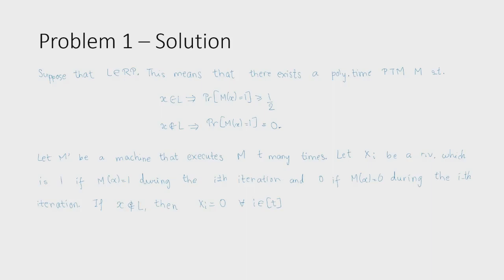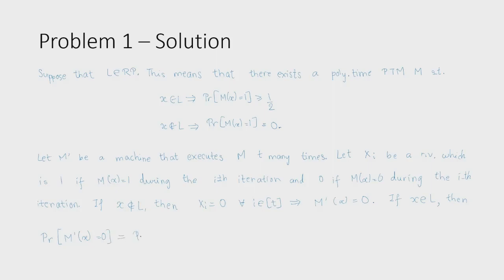1 at least one time, M prime would also output 0, and so this implies that M prime of x is equal to 0, and so the second condition is fine for M prime. For the first condition, if x is in L, then this is what we want to lower bound, the probability that M prime of x is equal to 0.